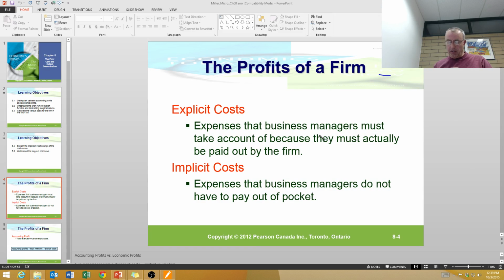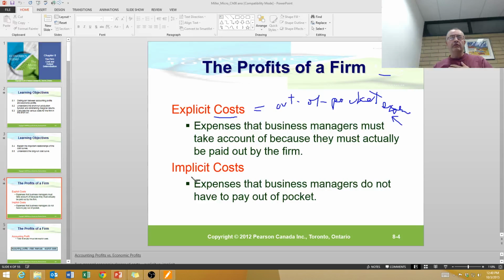So explicit costs are the costs that are measured by accountants. These are also known as out of pocket expenses. So these are the expenses that businesses actually write checks for, in that they count on their income statement.